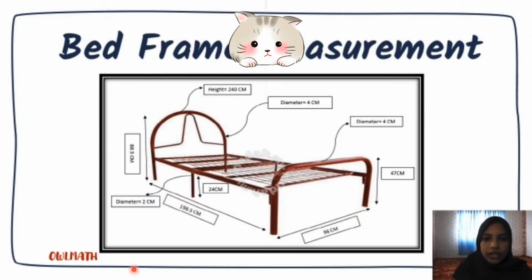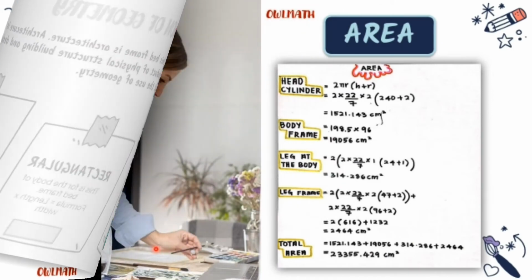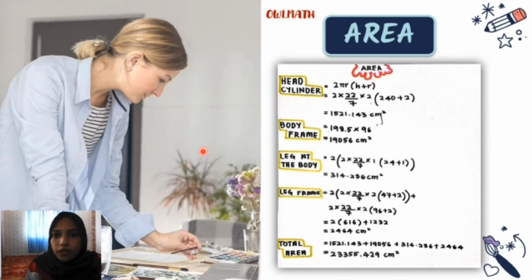So, as my friend mentioned just now, this is our first case, and as you can see on the slide right now is the measurement of the bed frame. The bed frame is a combination of three shapes: the cylinder shape at the leg of the bed frame, the rectangle shape on the body of the bed frame, and the semicircle shape at the head of the bed frame, with the calculation of the area. So the first one is the head cylinder.